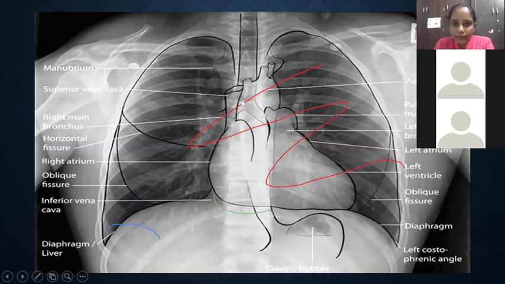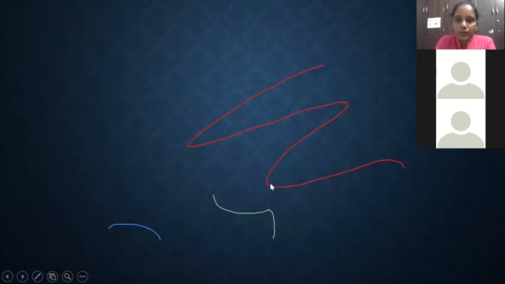So a normal X-ray, this is a tracing. This is the trachea and the bronchus, the right main bronchus and left main bronchus. The right one-third of the heart will lie to the right, and the left will occupy two-thirds of the heart. And this is a minor fissure, and this is a major fissure. Major fissure will not be seen in the frontal X-ray. And this is the costophrenic angle, and this is the cardiophrenic angle. So SVC, IVC.